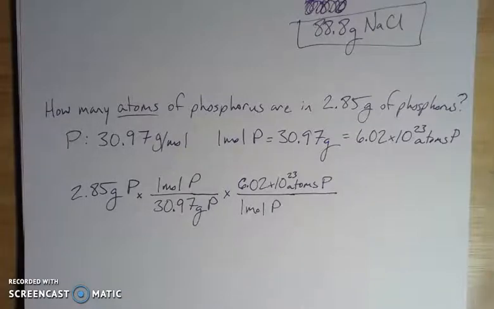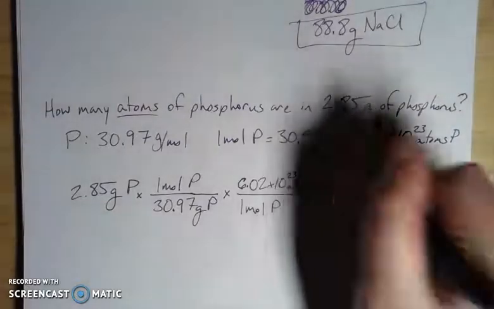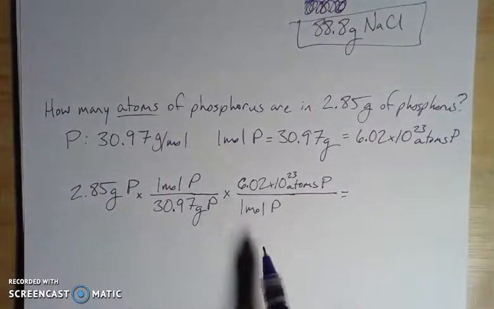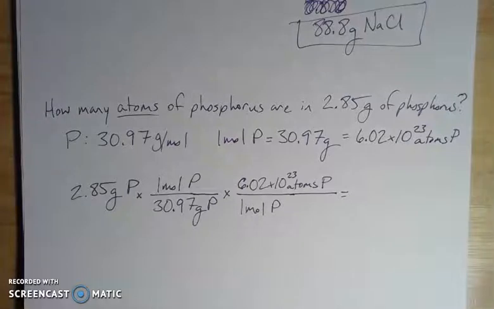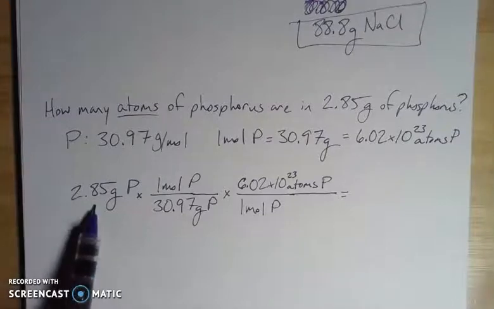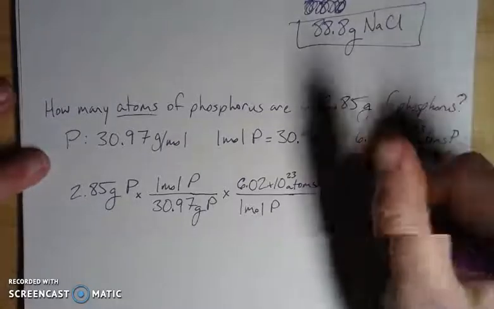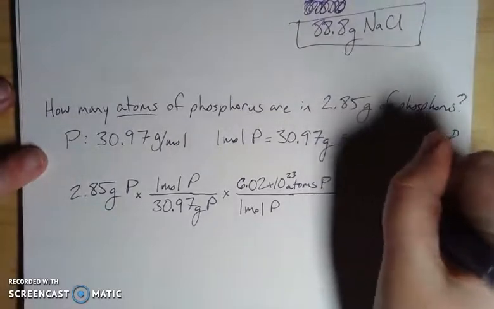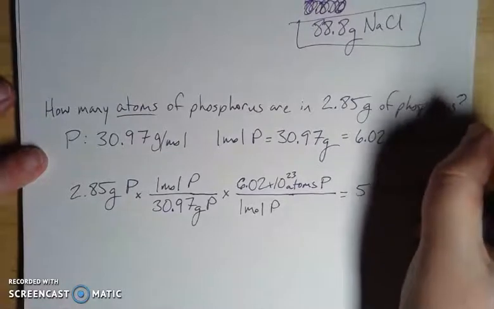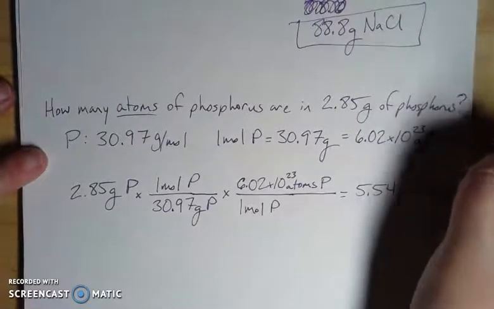It's going to be important to keep track of your grams and your moles and of what you're talking about there, because you're going to run into, when we get into more complicated problems where we're converting from moles of one thing to moles of another thing, that it's just going to be easier if you make sure you label your units specifically. Okay, so now we have 2.85 divided by this guy multiplied by Avogadro's number, and we end up with 5.54 times 10 to the 22nd atoms, which is a lot.